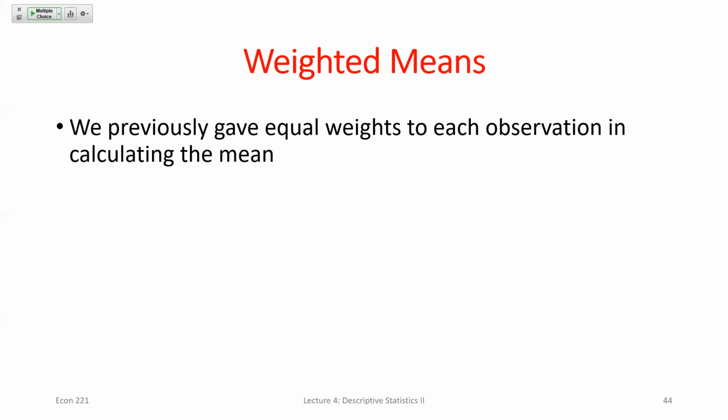Now, this is only a problem if we have the data presented as group data. If I could see every individual student's starting salary, then I could just add them up and divide by the number of students I have. But I can't see that, right? I've got this data grouped.